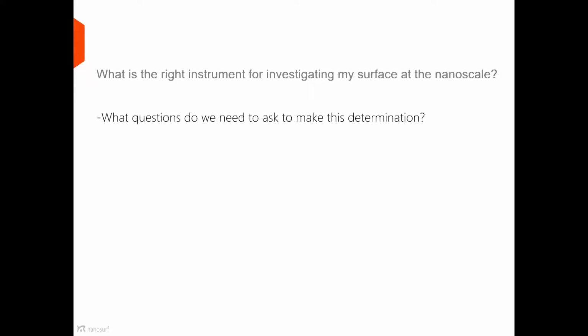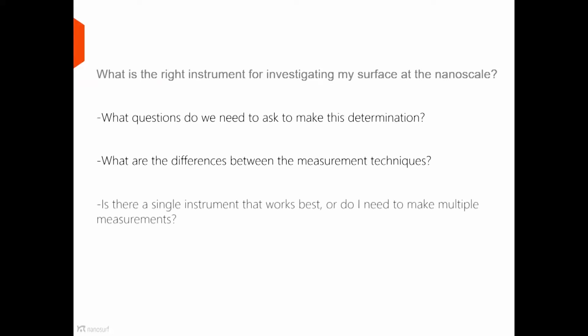So question one, what kind of questions do we need to ask? What are the differences between the measurement techniques? And lastly, is there a single instrument that works best? Or might I need to make multiple measurements and multiple techniques to get after the data that I find effective?